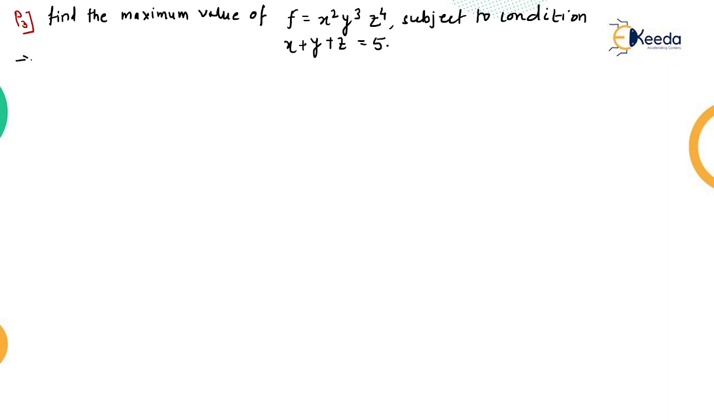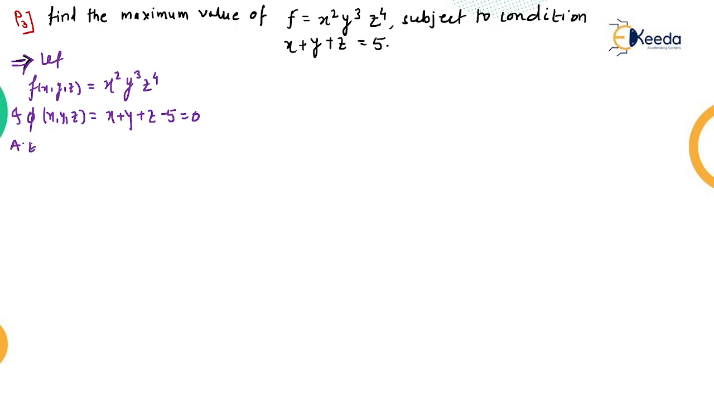Now we have to find out how to find the maximum of the function. Let's see. This is the solution I am writing here. What is f of x y z? This is f of x y z, your given function, that is x square y cube z power 4, and phi of x y z becomes x plus y plus z minus 5, and that is equal to 0.